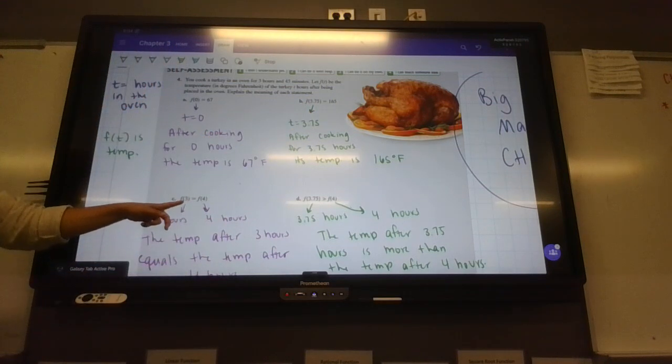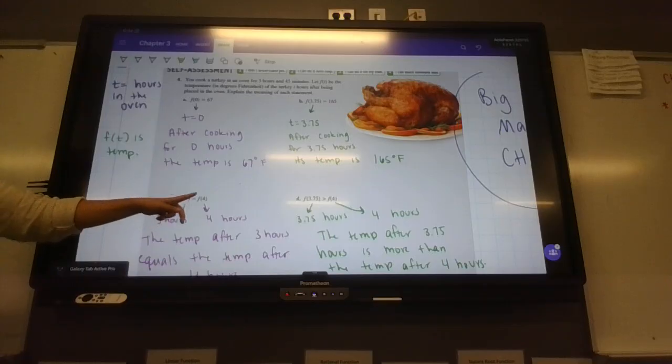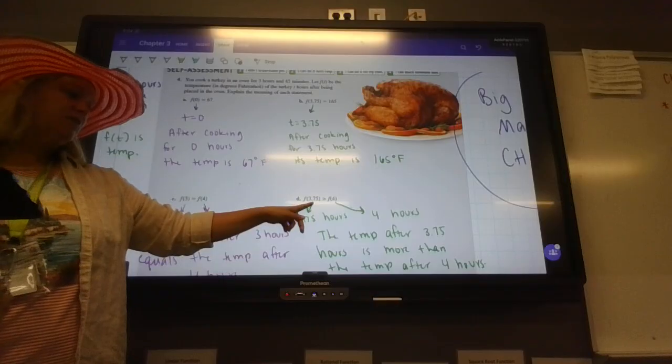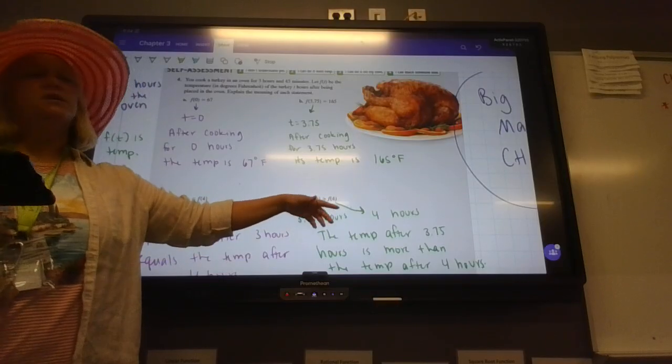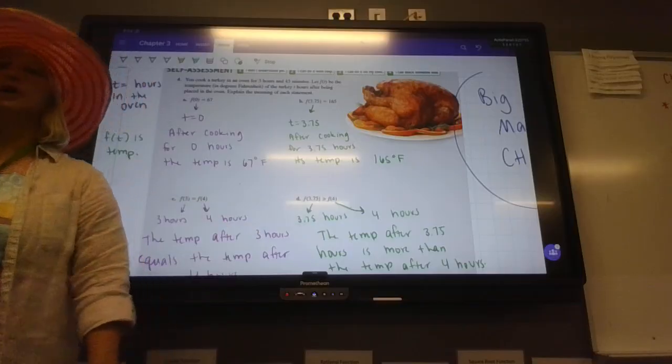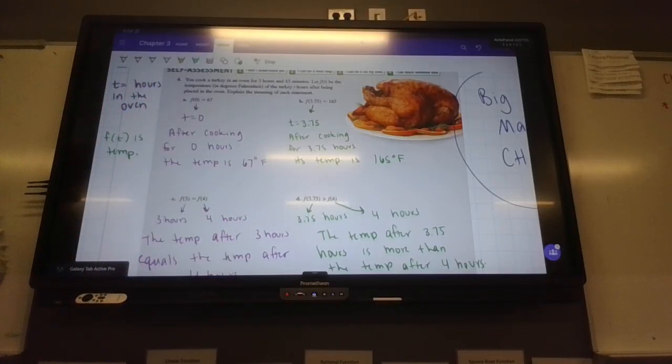When I cooked it for 3 hours, it equaled the same temp as 4 hours. When I cooked it for 3.75 hours, the temperature was higher than 4 hours later because the oven turned off or I took it out. It's actually not that difficult if you just take the time to look at it.